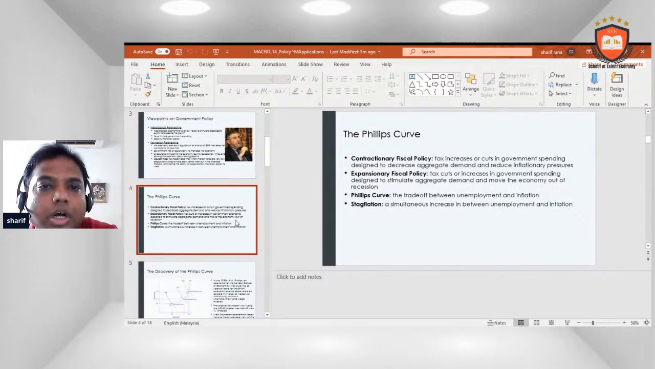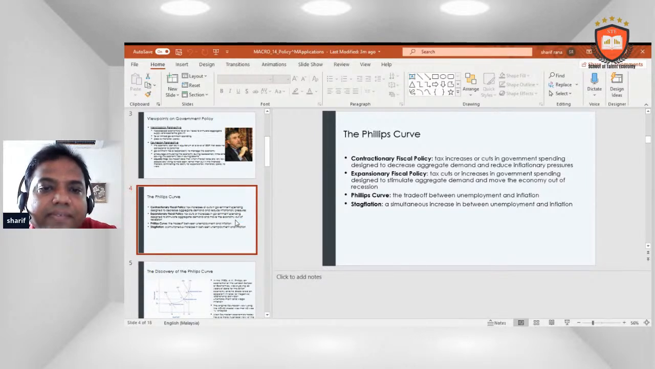Contractionary fiscal policy: a tax increase or cut in government spending designed to decrease aggregate demand and reduce inflationary pressures. Expansionary fiscal policy: a tax cut or increase in government spending designed to stimulate aggregate demand and move the economy out of recession. Phillips curve: the trade-off between unemployment and inflation.